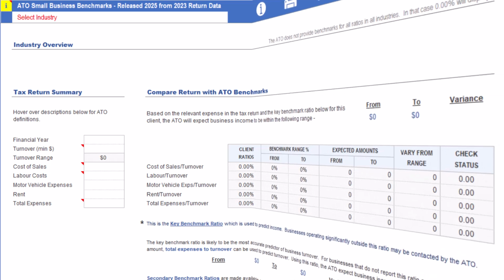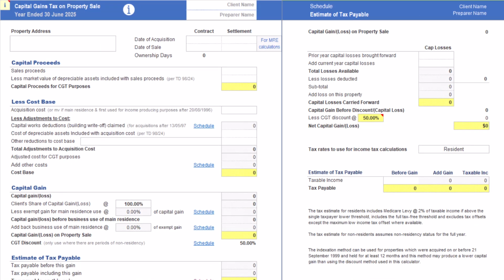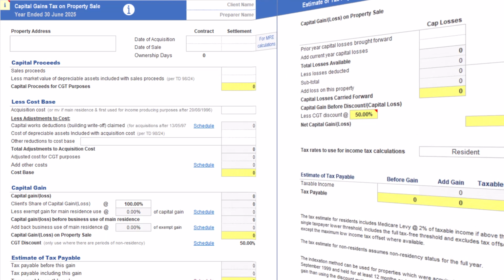A client attends to seek an estimate of CGT payable on the sale of the family home. It was originally a rental property, then became the family's main residence, during which time part of the home was used to run a business during 3 separate periods. Our CGT property workbook is used to estimate the gain and tax payable on sale.